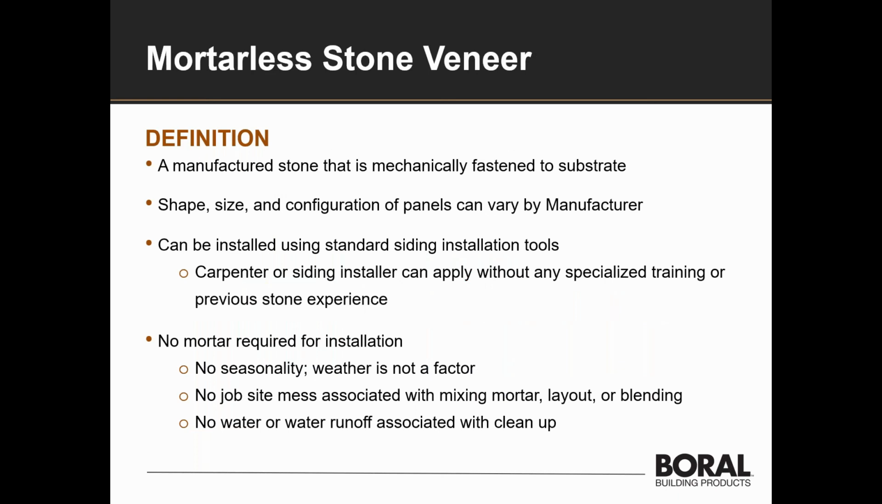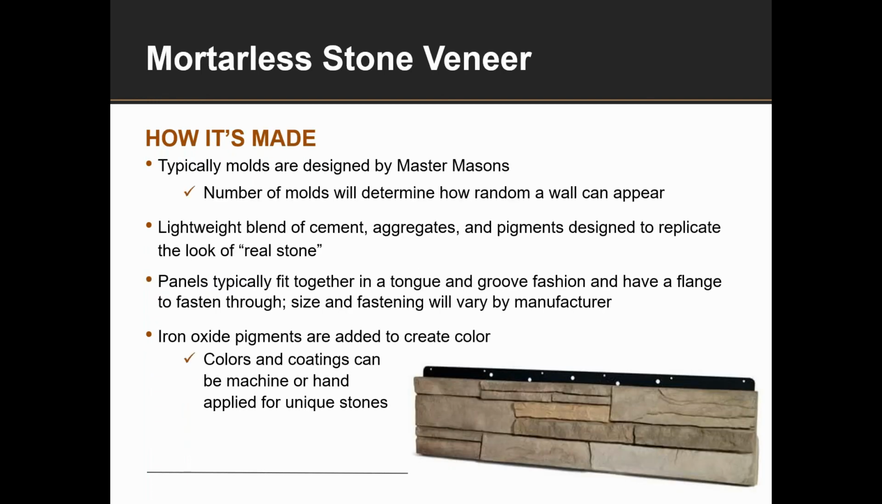So this is a stone veneer that's manufactured to be mechanically fastened to the wall. Now the sizes and shapes and everything of this veneer will vary according to the manufacturer, but the same basic principles are true. It can be installed using standard siding installation tools. There's never going to be any mortar involved, no seasonality, weather is a non-factor because there's no mortar. Less job site mess, no water needed for the product.